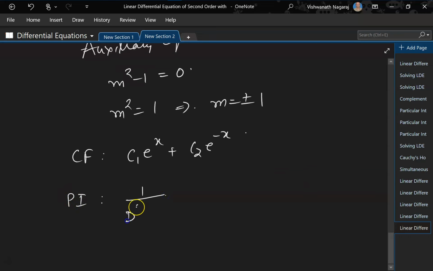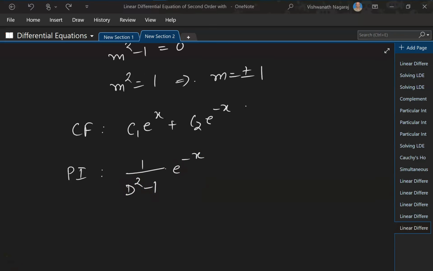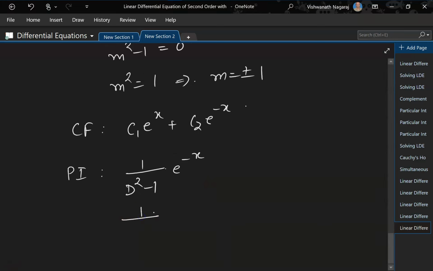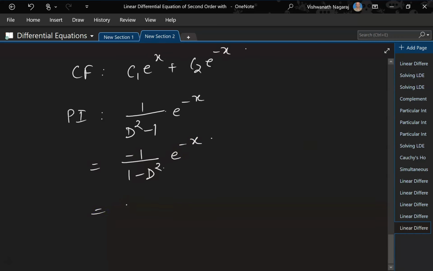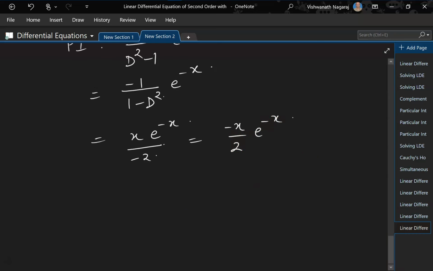Now this would be 1 over (d² minus 1) e to the power of minus x. Now this we can change to 1 by minus (1 minus d²), so the minus comes out, e to the power of minus x, and this can be written as x e to the power of minus x by minus 2, which is equal to minus x by 2 e to the power of minus x. Of course, if you're not familiar with this, you have to go back to the relevant session.